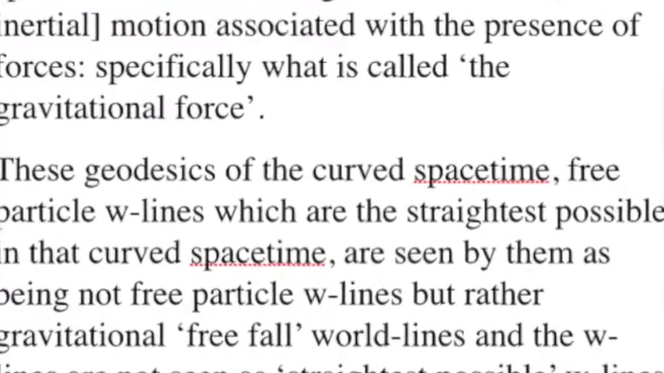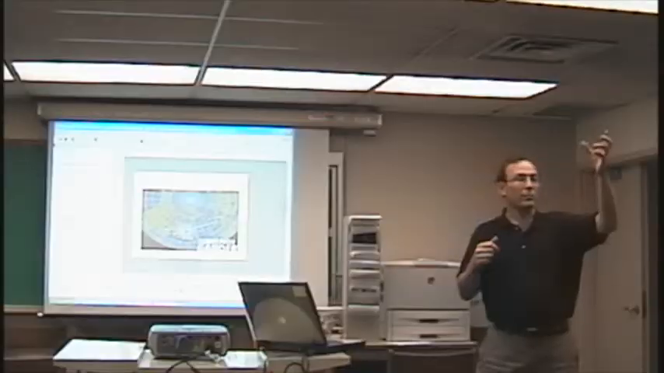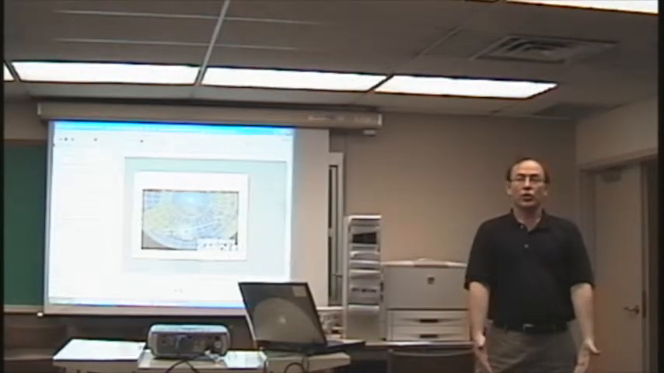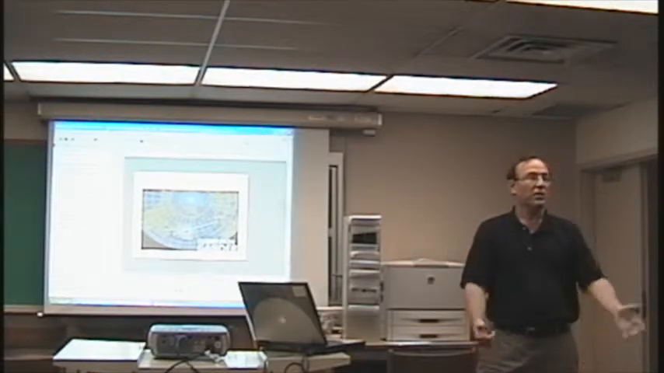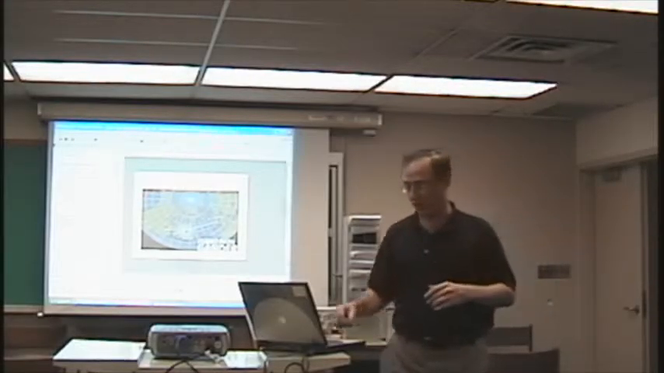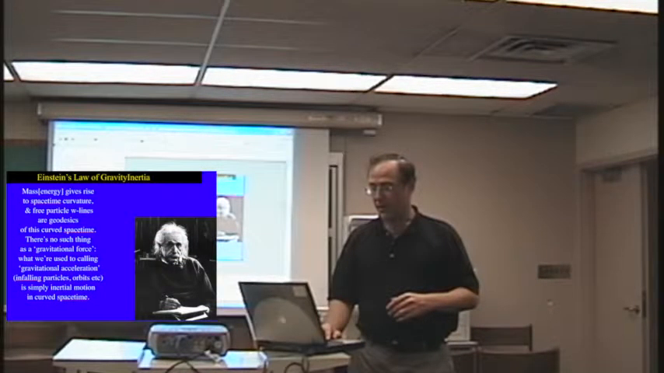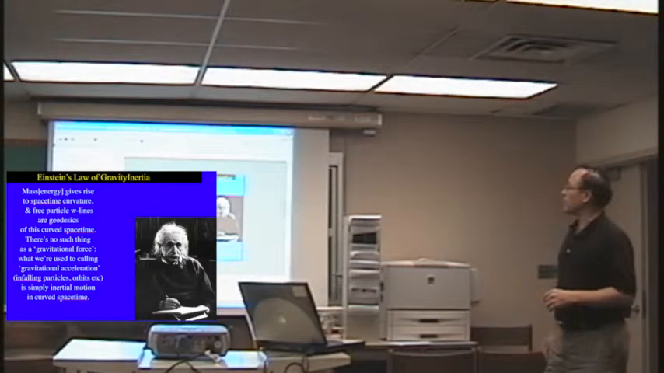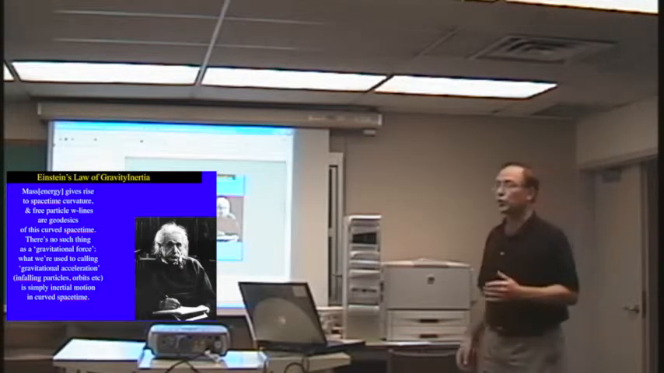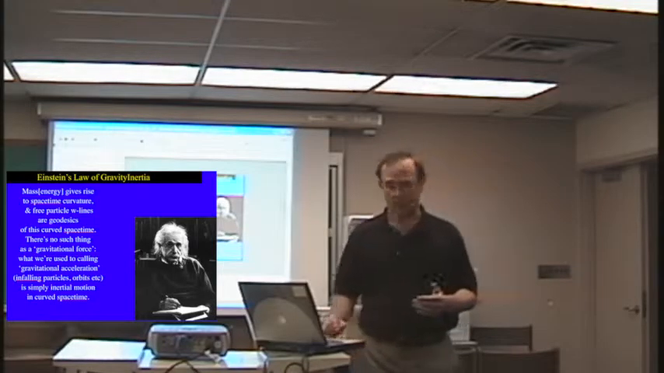And that's what happens when we look at gravity from the perspective of a non-inertial frame, in other words, standing right here feeling these inertial forces. We think things are curved, but that's because we're looking at the false map. We should be in a free fall frame, at which time we'll be able to see what straight really means. So basically, Einstein's law of gravity inertia: mass energy gives rise to space-time curvature. And free particle world lines are geodesics of this curved space-time. There's no such thing as a gravitational force. What we're used to calling gravitational acceleration and following particles in orbits, etc., is simply inertial motion in curved space-time.